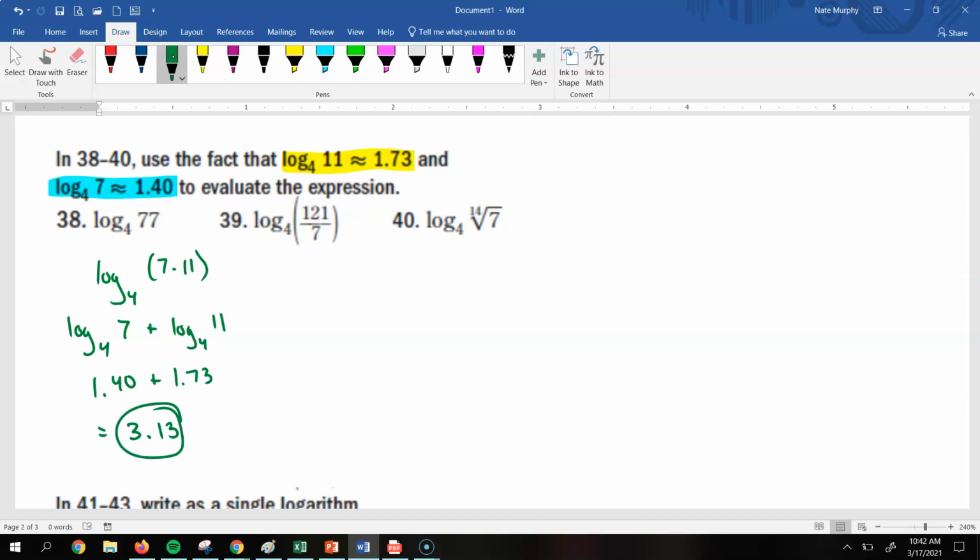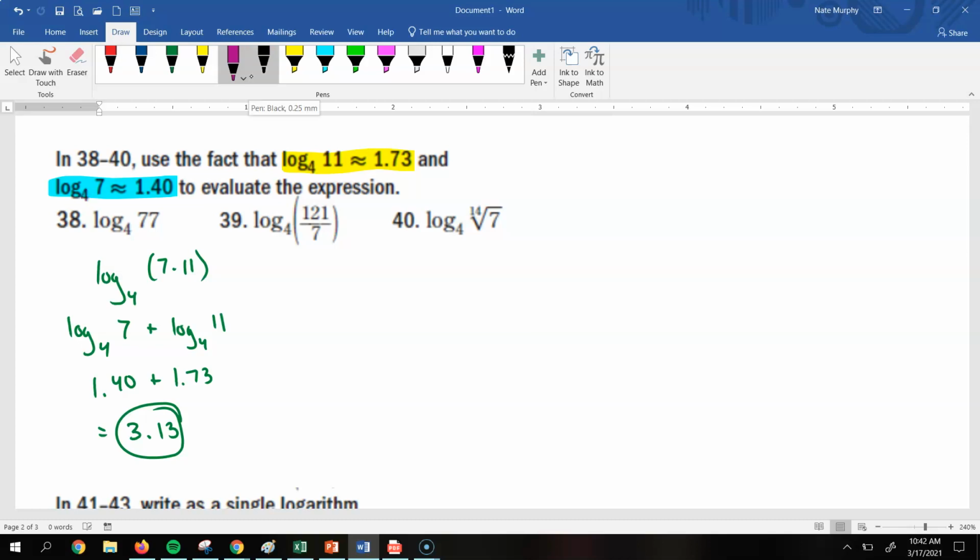So on a test, I would need to see all of this work. I would not want to just see the answer because anybody can just type that in on their calculator. I want to make sure that you know how to use those properties. All right, looking at number 39. And by the way, on the test, it'll probably be one like on the quiz where I won't even tell you what the base is. So you won't be able to know what to type in on your calculator. So please make sure you know the process.